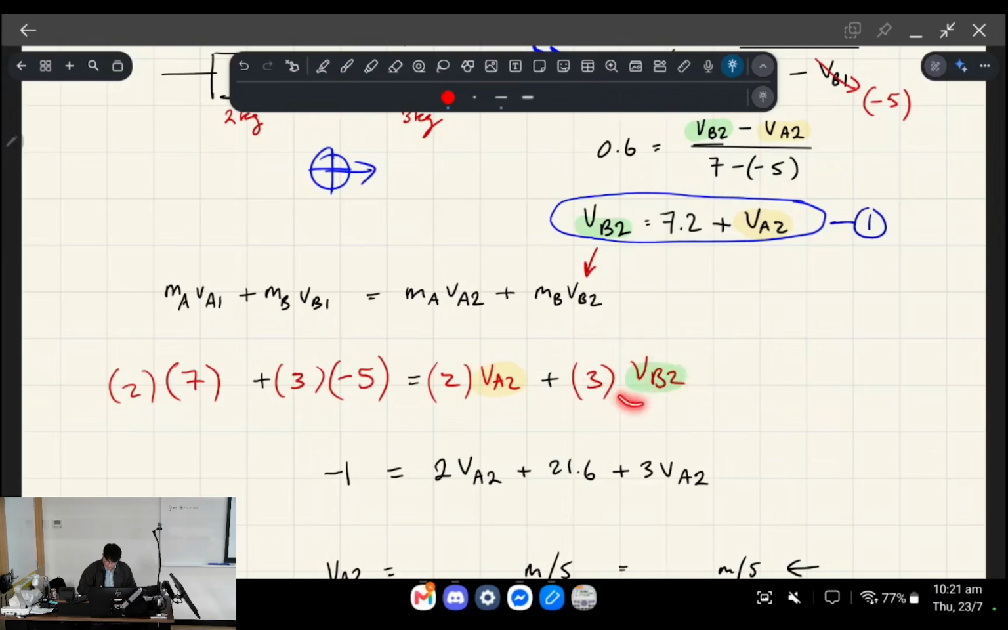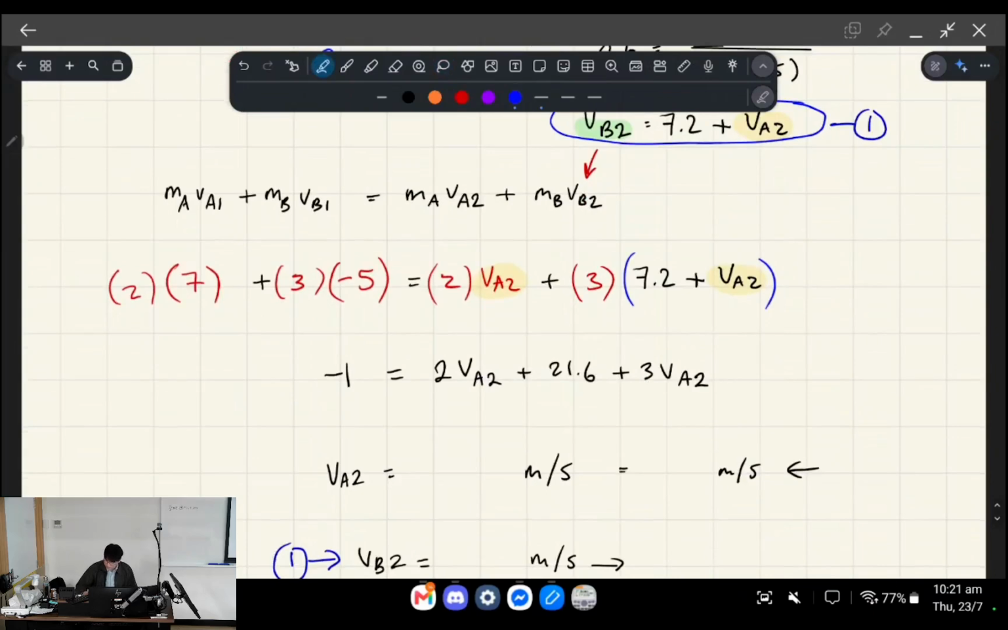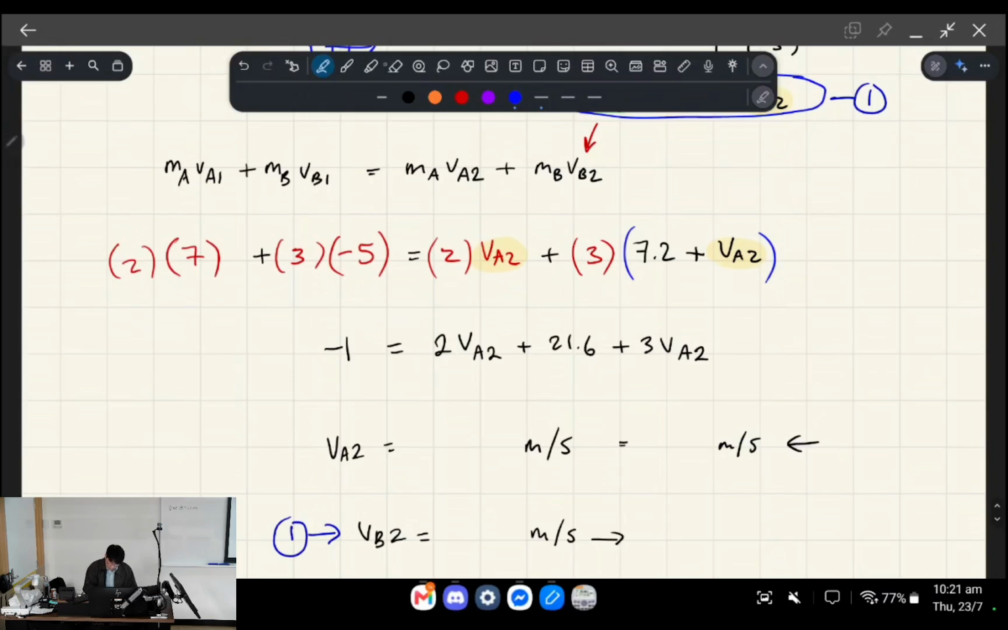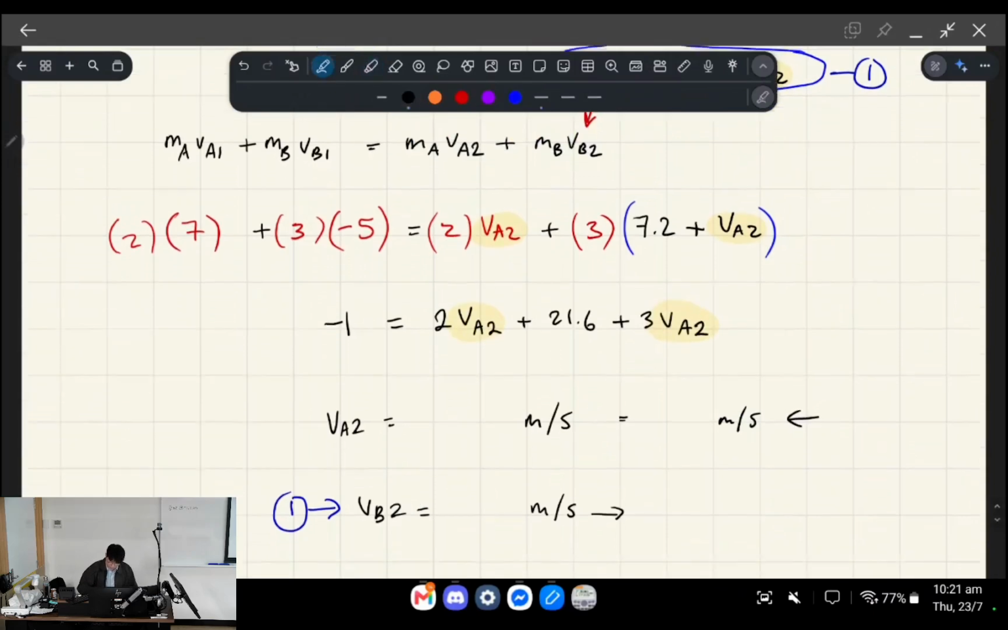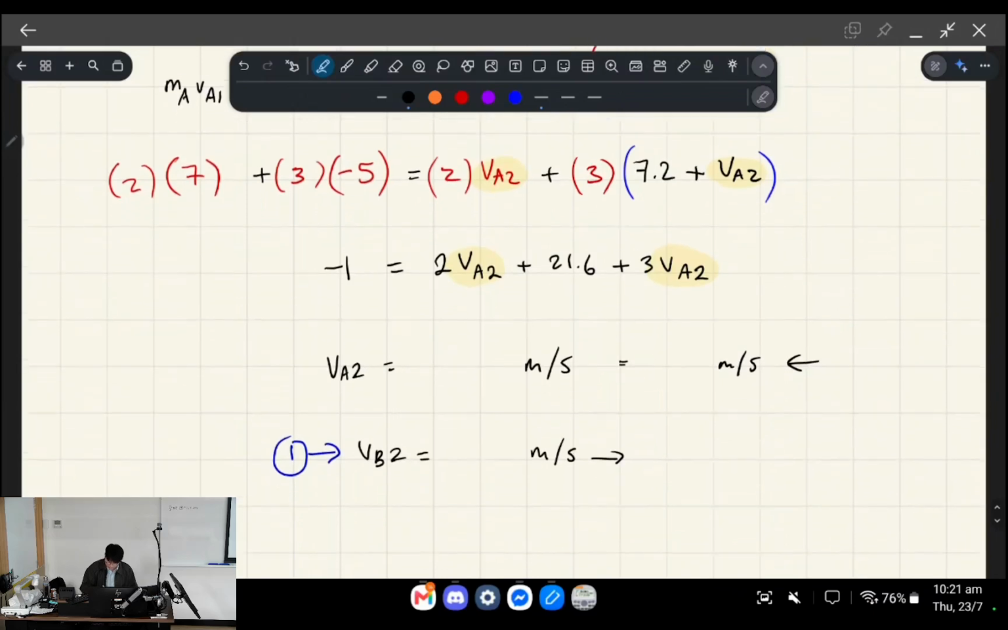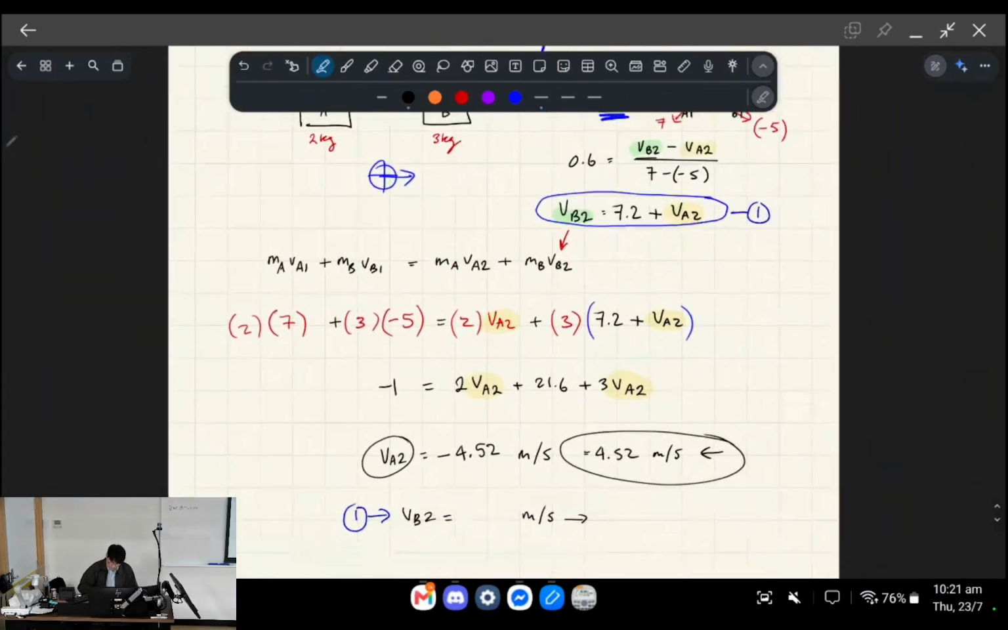We can substitute, instead of this green thing, all of this, like so. Now we've substituted in equation 1, and what this allows us to do is, now we only have one unknown, this yellow unknown, and we can just rearrange it by grouping like terms. This tells us that VA2 is negative 4.52 meters per second, which means that it was actually moving 4.52 meters per second going left.